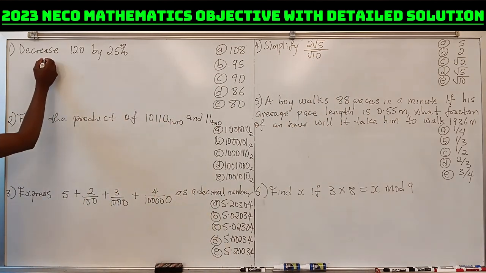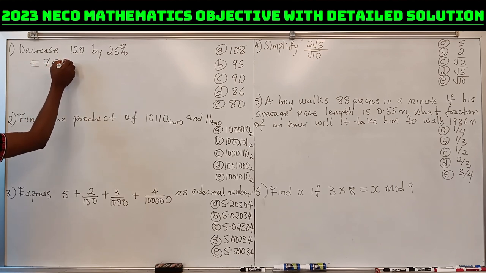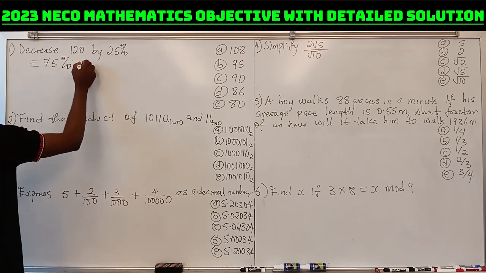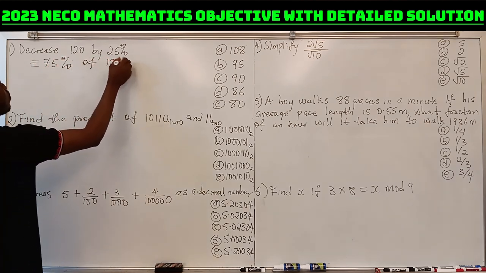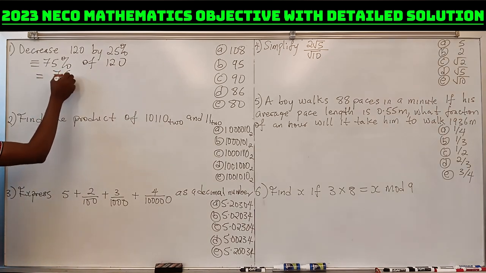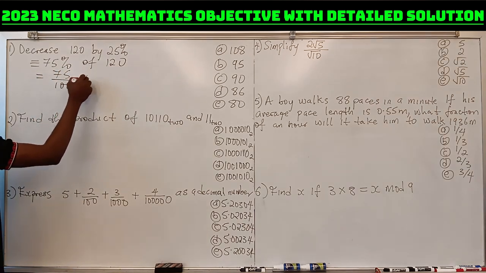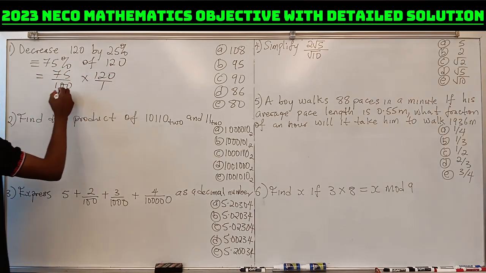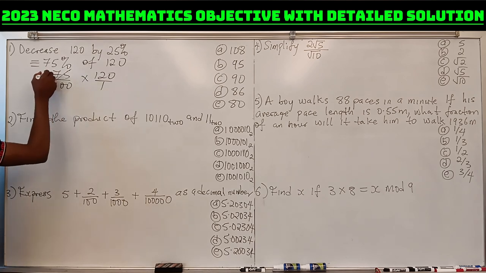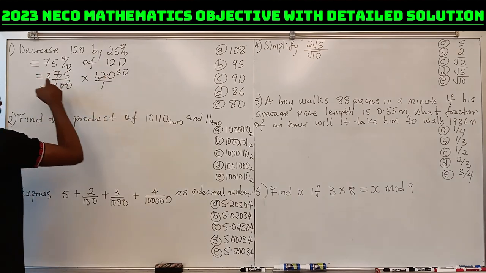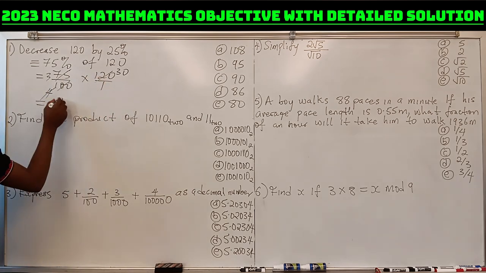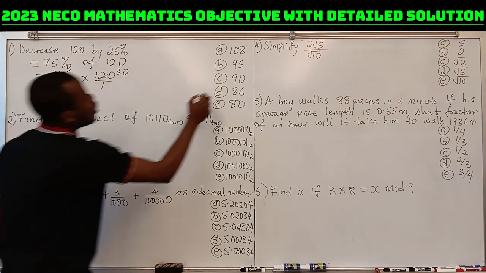So this is same as 75%, it's equivalent to 75% of 120, which is 75 over 100 times 120 over 1. 25 can go here 3, 25 here is 4, 4 can go here 30, and 3 times 30 is 90. So the correct option is C.